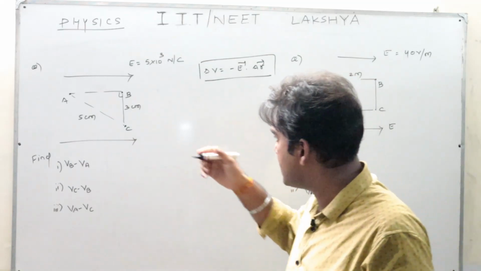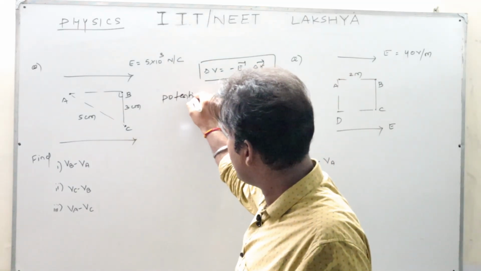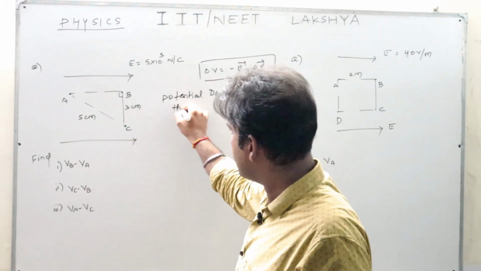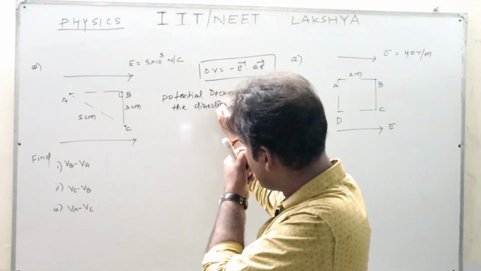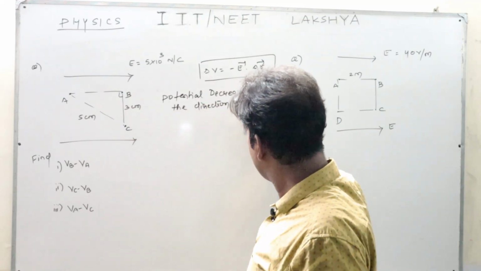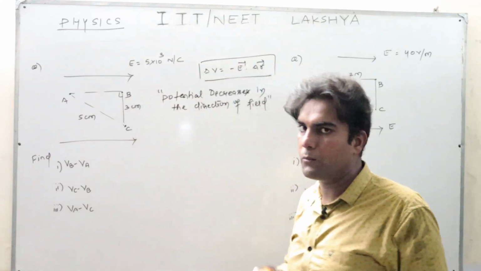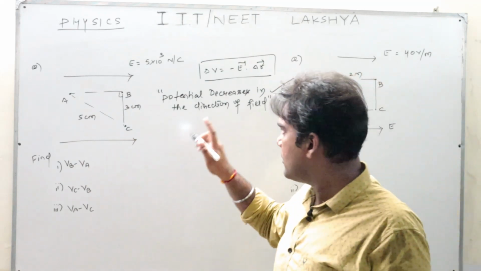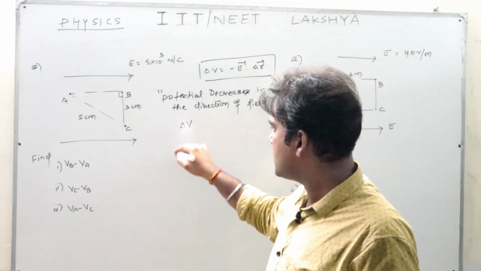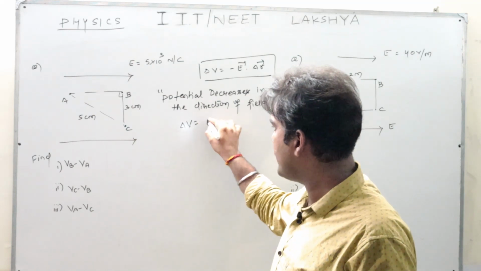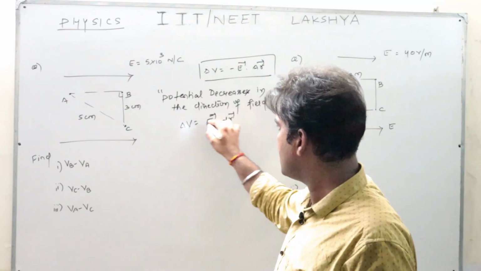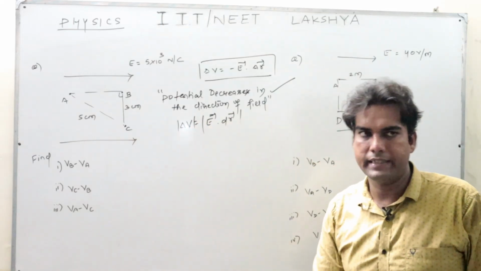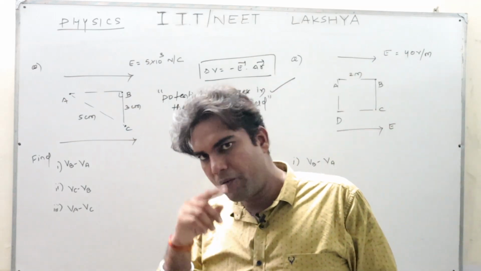And what is the concept? Concept is potential decreases in the direction of field. If you are moving in the direction of the field, the potential will decrease. So let us use this. So what you have to do here is you calculate the magnitude of E dot dr. You calculate its modulus, and later we will attach sign.